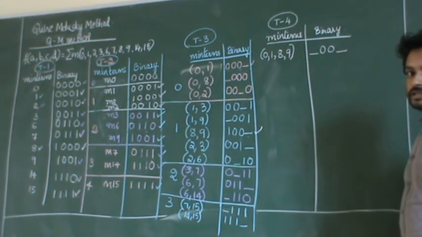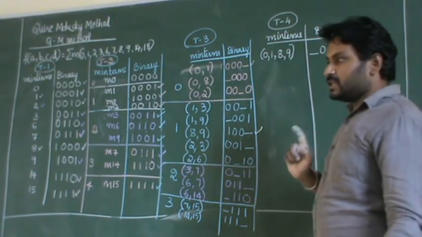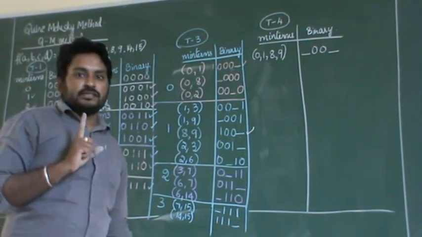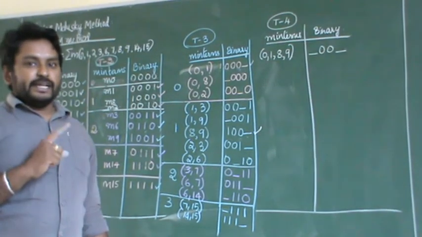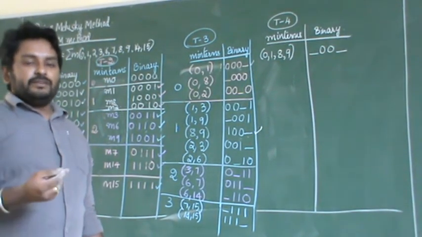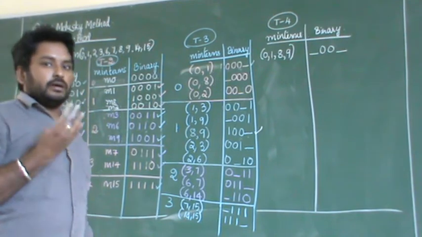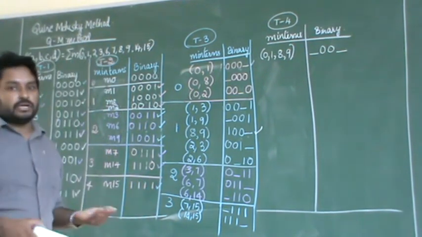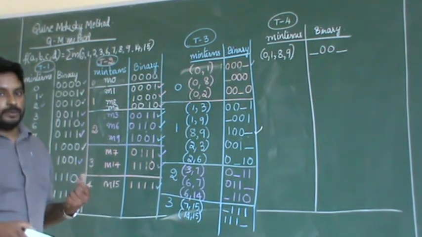Okay, have you all understood? Always keep in mind, whenever you are comparing 2 terms, only a single bit position should get changed. If it is changing more than 1 bit position, then you cannot consider that particular group or min term.